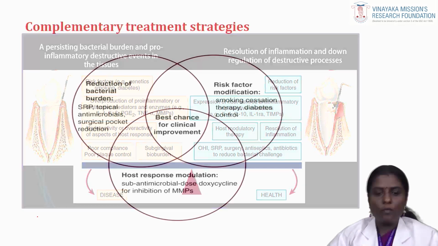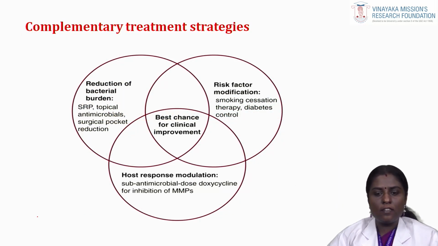So what are the complementary treatment strategies in perio? First, in order to reduce the bacterial burden, we have SRP, topical antimicrobials, and surgical pocket reduction. Risk factor modification is by smoking cessation therapy and diabetes control, and host response modulation is by use of a sub-antimicrobial dose of doxycycline for inhibition of MMPs. All will lead to the best chance for clinical improvement. So in this topic, we will be looking at host response modulation.